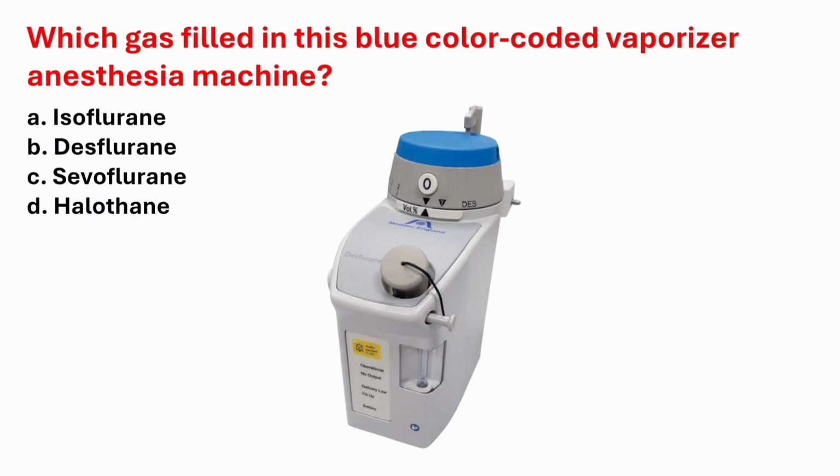Which gas is filled in the blue color coded vaporizer of the anesthesia machine? A. Isoflurane. B. Desflurane. C. Sevoflurane. D. Halothane. The correct answer is B.